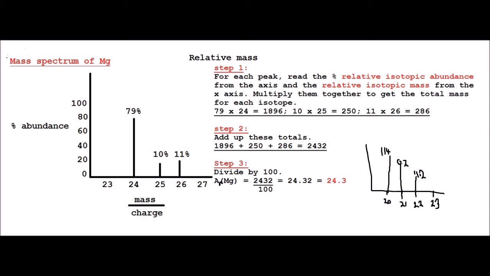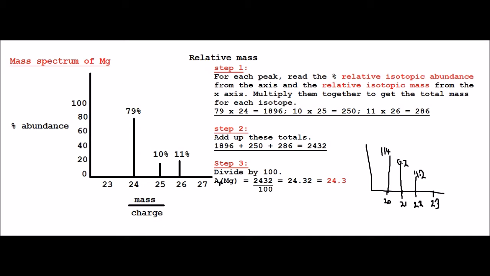So, the mass spectrum of magnesium. This is the mass spectrum of magnesium here, this graph here. The mass spectrum is the product of the mass spectrometer, what the data would be given. And so let's go through how we figure out how to do a few things with this data.